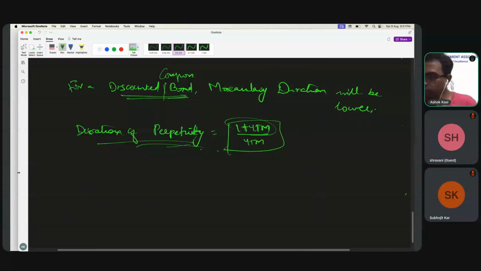Let me just think for a minute if I can explain something more here. I think some explanation I should be giving you over here. I'm not able to recollect anything now. I will think about this and give you some explanation next time. Right now, you just take this formula for duration of perpetuity.